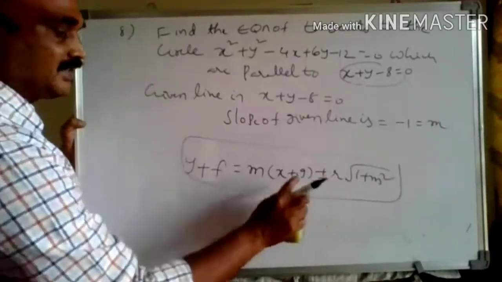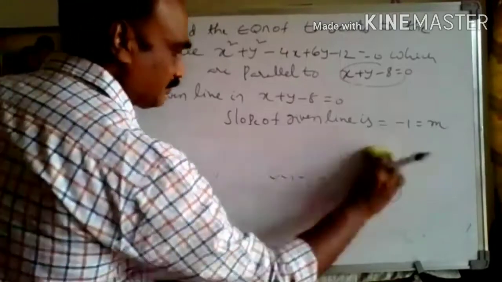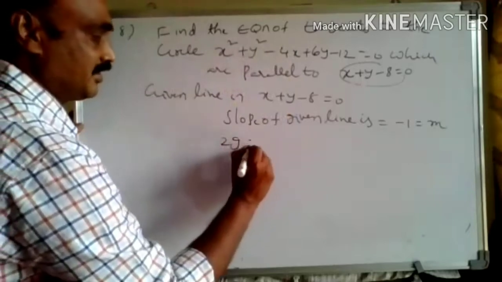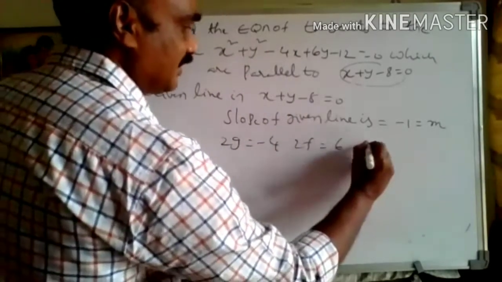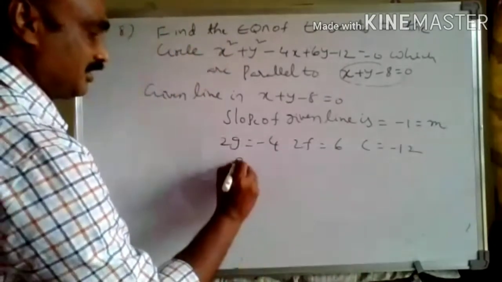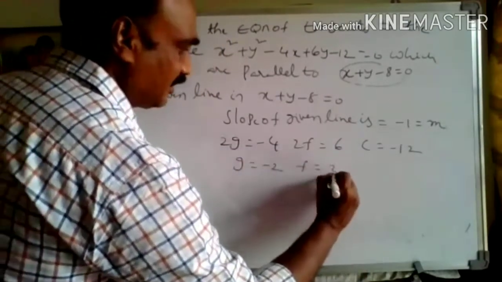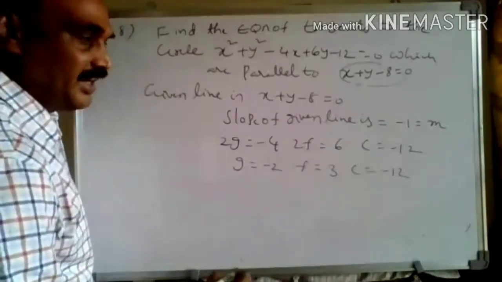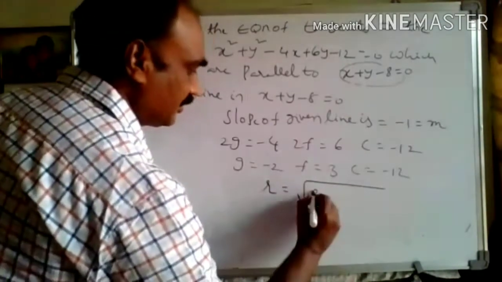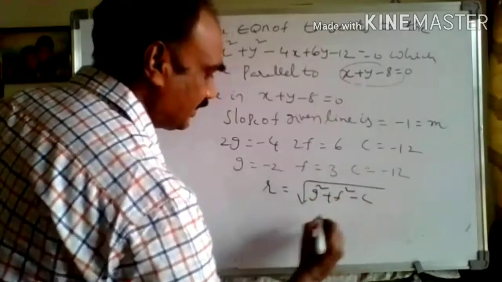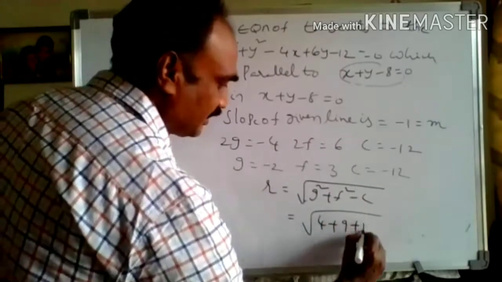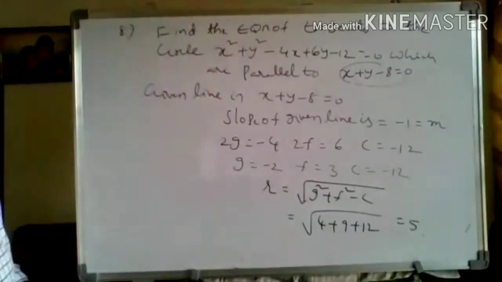Next, calculate the radius. First g, f, c. Comparing with x square plus y square plus 2gx plus 2fy plus c, 2g is equal to minus 4, 2f is equal to 6, c is equal to minus 12. So g is equal to minus 2, f is equal to 3, c is equal to minus 12. Next, the radius is equal to root of g square plus f square minus c, which is root of 4 plus 9 plus 12, root 25, which is 5.